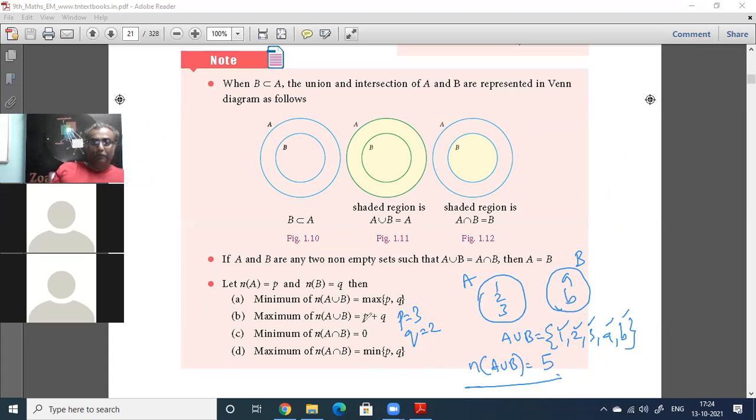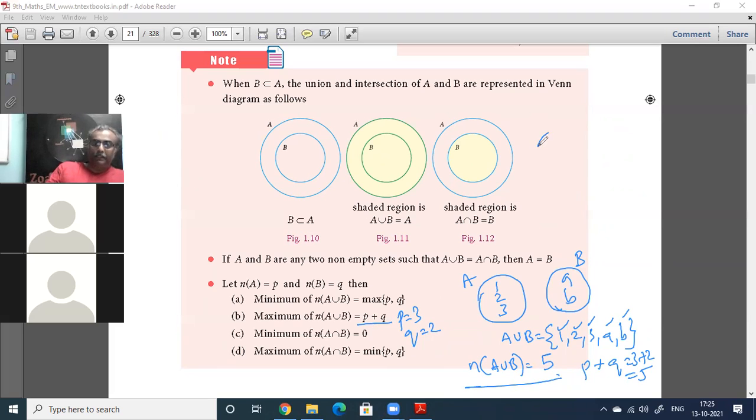Okay. So P plus Q, 3 plus 2, that is equal to 5. Okay. So the maximum of N of A union B is equal to P plus Q. That is what he is telling. Huh? So this is one law. N of A is equal to P, N of B equal to Q. Then the maximum that comes from N of A union B can be 3 plus 2.